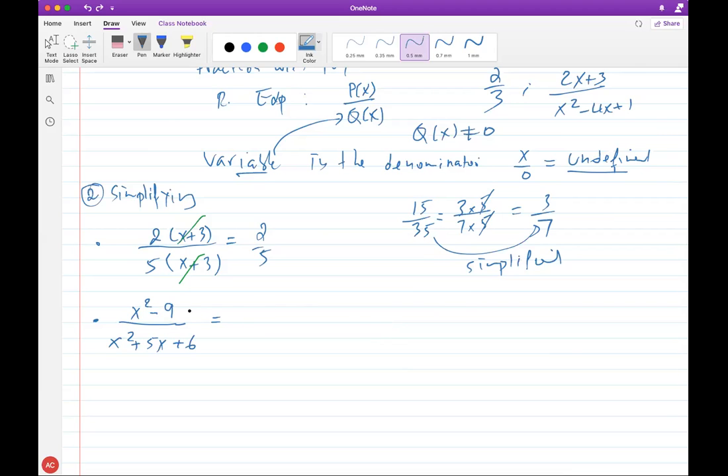Factor x squared minus 9. That's right. x plus 3, x minus 3. Exactly. So we're going to factor this using the difference of 2 squares. Then factor the bottom. It's a trinomial. So we learned all these factoring methods previously. That's why I said when we started factoring, it's going to be very useful. We're going to be using it a lot for different topics, in addition to equations we did last time, quadratic equations and factoring.